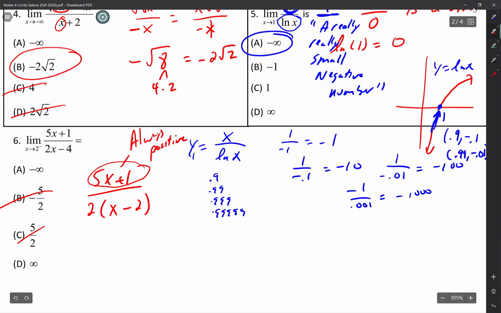In case you're wondering what I'm doing, guys, I'm trying to figure out whether it's positive or negative. Now the denominator, I'm talking about numbers smaller than 2 because I'm approaching from the left. 1.9 minus 2, is that going to be a positive or a negative number? Negative. Yeah, negative. What's positive divided by negative? Negative. And there it is. That's my answer, guys.